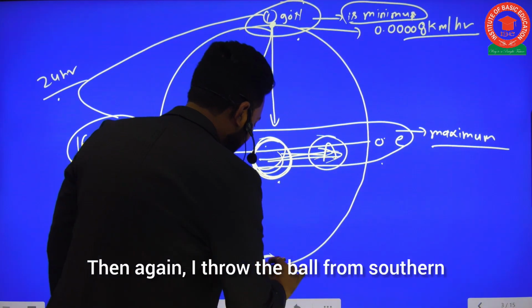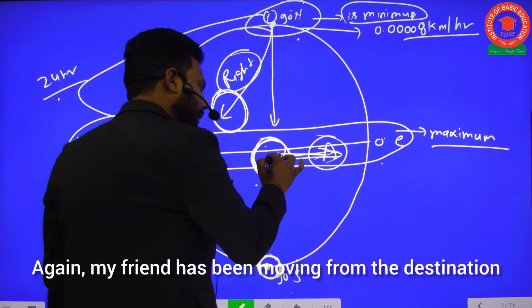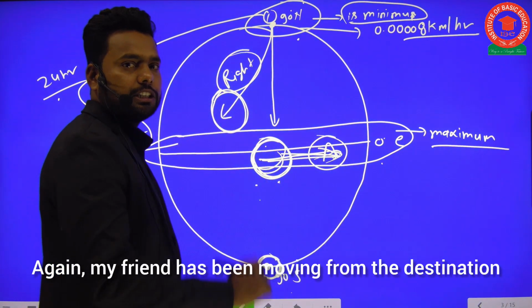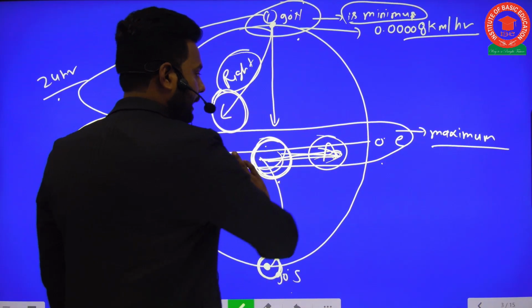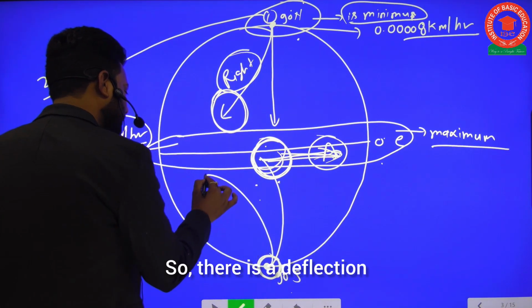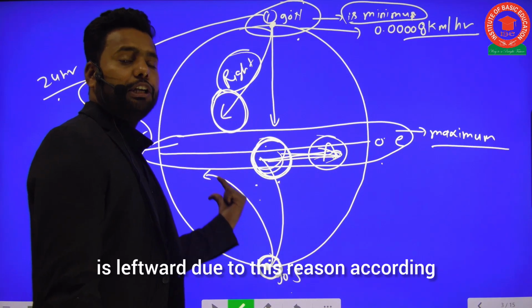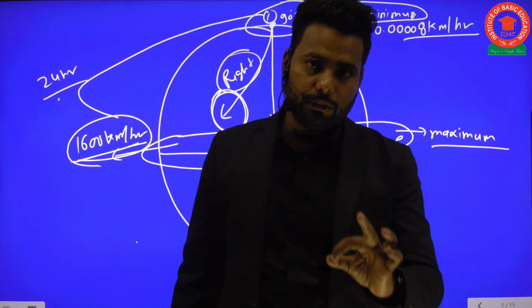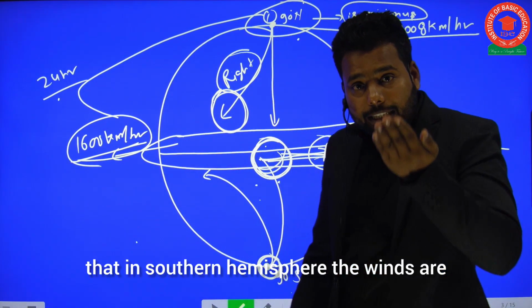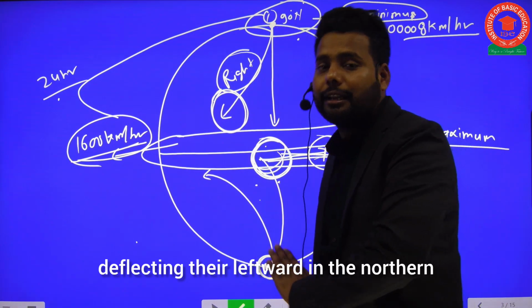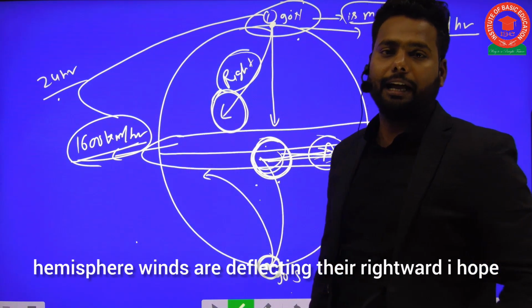Again I throw the ball from the southern pole to the equator, what will happen? Again my friend has moved from the destination and the ball drops down in the same direction. वहीं गिर रही है, पर हो क्या रहा है, ये इधर गया, तो there is a deflection. From the observer side the deflection is leftward. Due to this reason, according to Ferrel's law we say, हम क्या कहते हैं कि southern hemisphere में the winds are deflecting leftward, in the northern hemisphere winds are deflecting rightward. I hope that will clear.